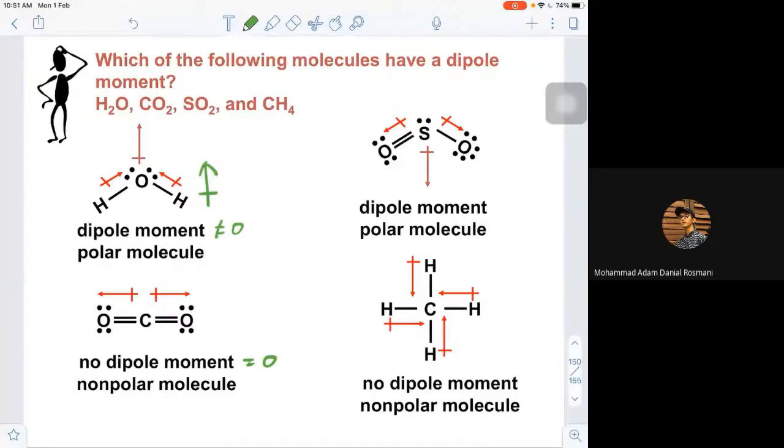CH4: this is the wrong shape, it's supposed to be tetrahedral. We have to draw it correctly. And the dipole moment is equal to 0, so it is a non-polar molecule.